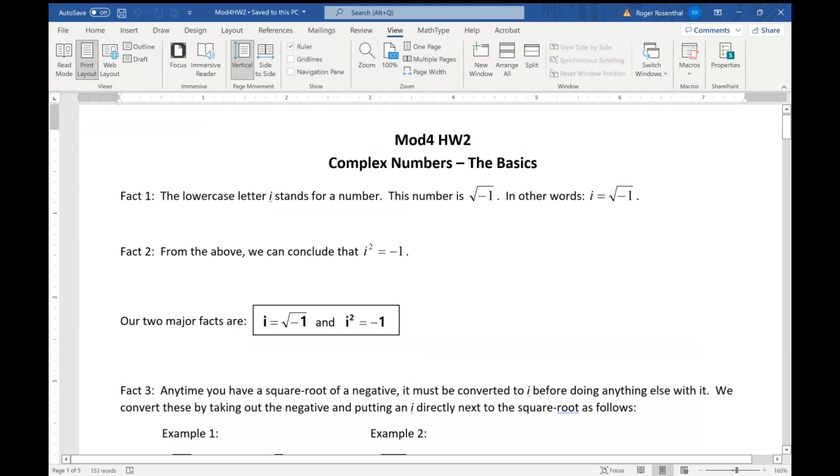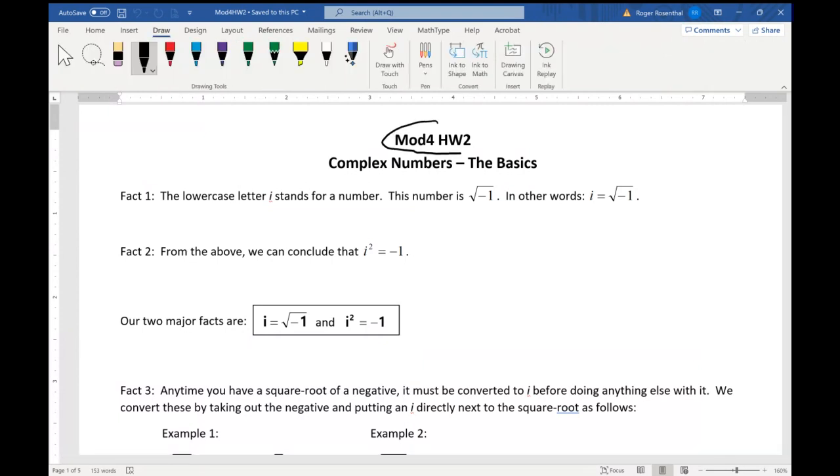Welcome everyone. We are going to do Module 4 Homework 2. Module 4 Homework 2 is about what are called complex numbers. I'm going to oversimplify things a little bit, but complex numbers are numbers that have an i in them. As far as we're concerned, that's what they are. So this i is equal to the square root of -1.